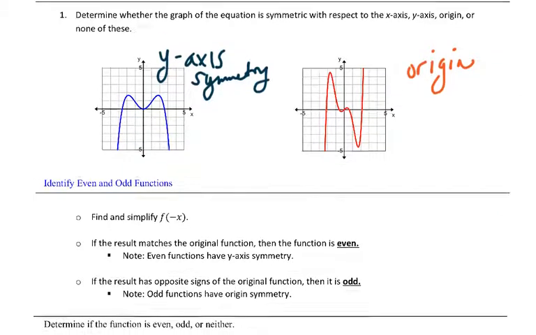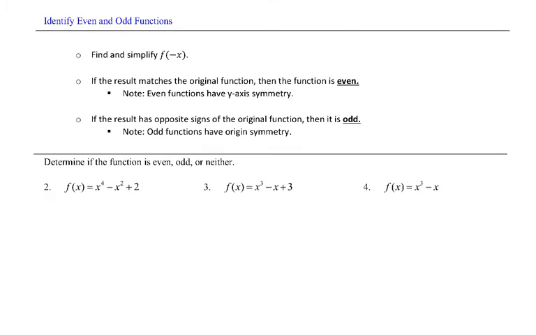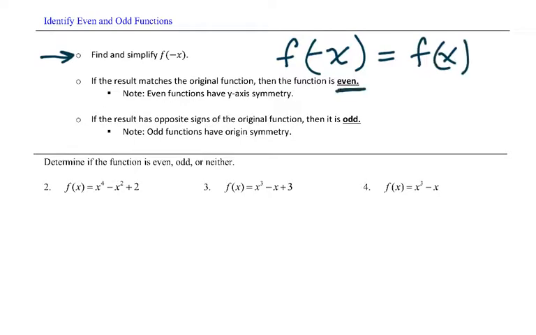All right, let's look at some even and odd functions and the definition of an even and odd function. The way we can determine from an equation if a function is even or odd is by finding and simplifying f of negative x. If you do f of negative x and you get the same result as what f of x is, then it is an even function.